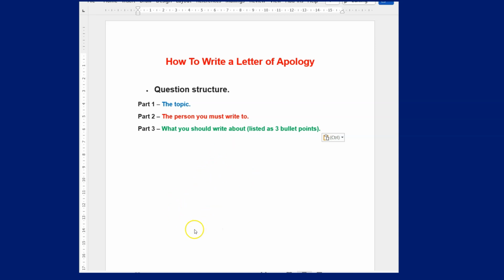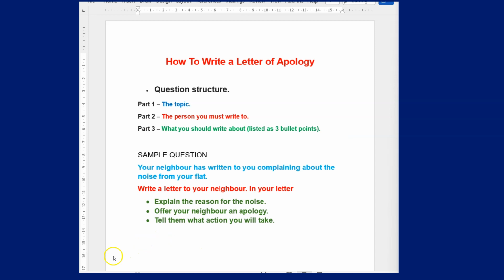Let's look at a sample question for a letter of apology with an illustration of the 3 parts. So this is the sample question. Your neighbor has written to you complaining about the noise from your flat. Write a letter to your neighbor, and in this letter, explain the reason for the noise. Offer your neighbor an apology and tell them what action you will take.